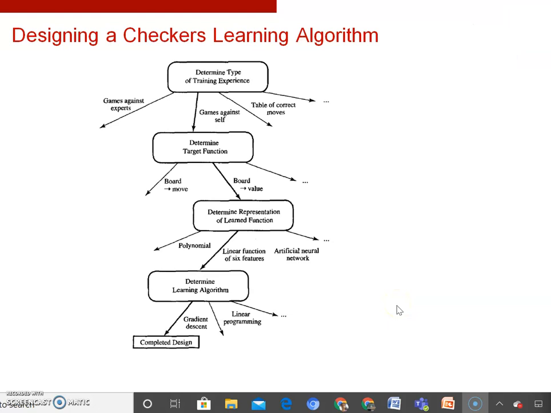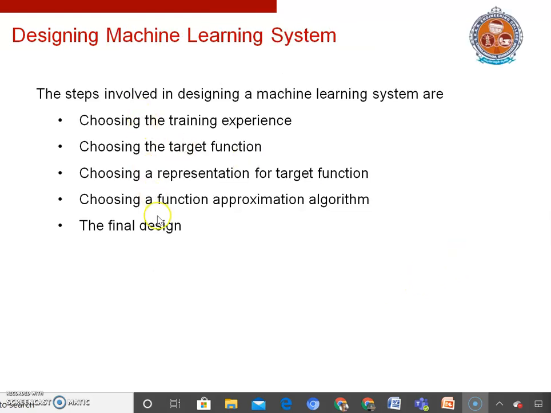If you take the checkers learning problem, which we have seen earlier, here the task is to play checkers game. So the machine learning system has to learn to play checkers game. We have already discussed that the performance measure used to assess the machine learning system is the percentage of games won against opponents. And the machine learning system gains its experience by playing games against itself. So now we'll see how we can design a checkers learning system by using the steps we have seen here.